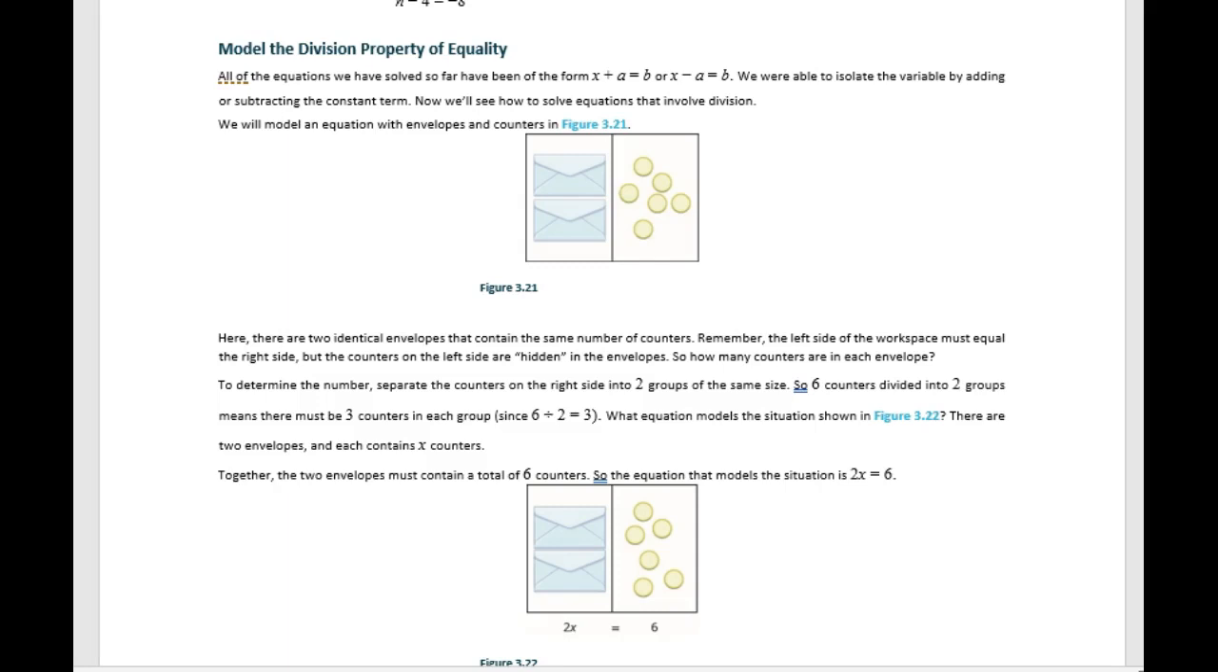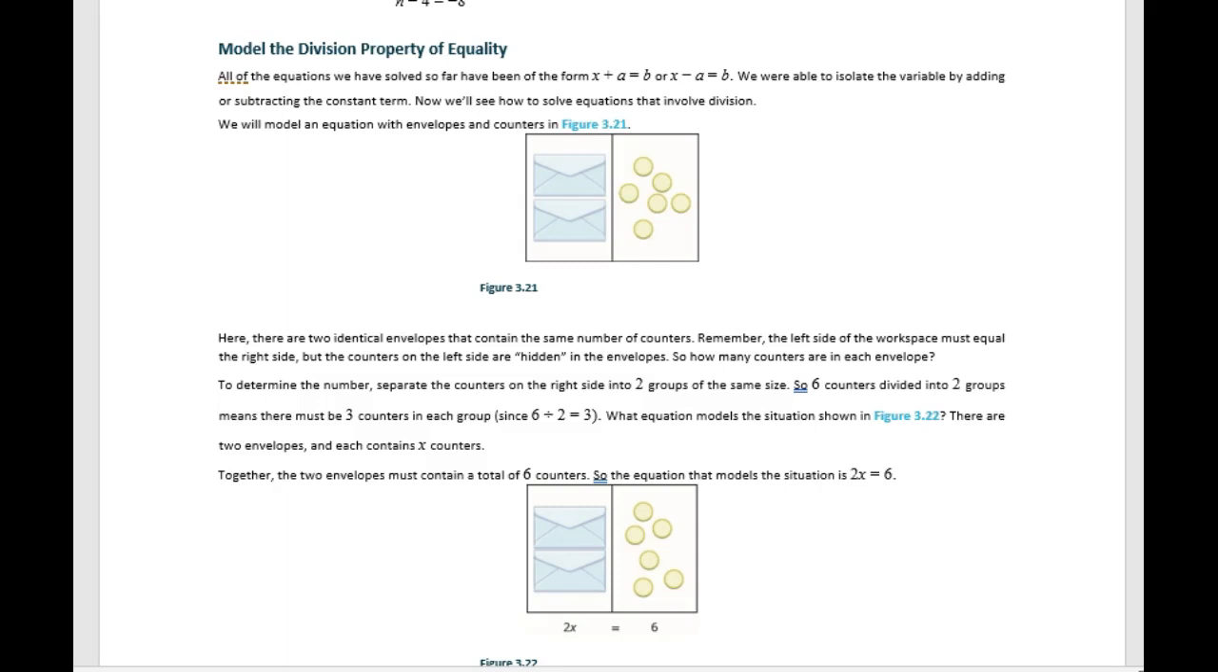So we're just going to model this. We're just going to look at a picture first before we just dive into the numbers. So we're going to model this equation with envelopes and counters because I can put these counters in my envelopes. Okay, so I have two identical envelopes that contain the same number of counters. So I know that this is also kind of an equation. So my left side is equal to my right side.